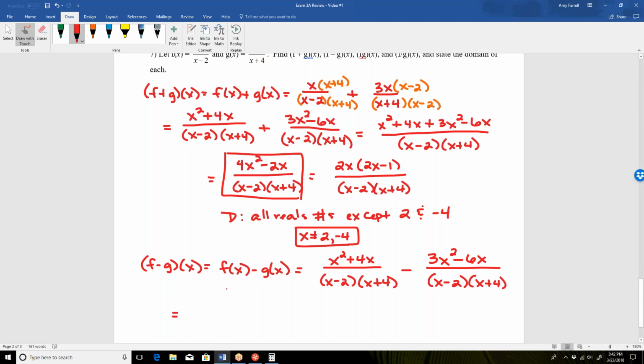Okay, so now I'm going to subtract numerators, retain my common denominator. Be careful on this one. When you subtract numerators, you do want to subtract all terms of the second numerator. I'm going to subtract the 3x squared. I'm also going to subtract negative 6x. When you subtract a negative, though, it changes to positive. So it's actually going to be plus 6x there in the back, over my common denominator.